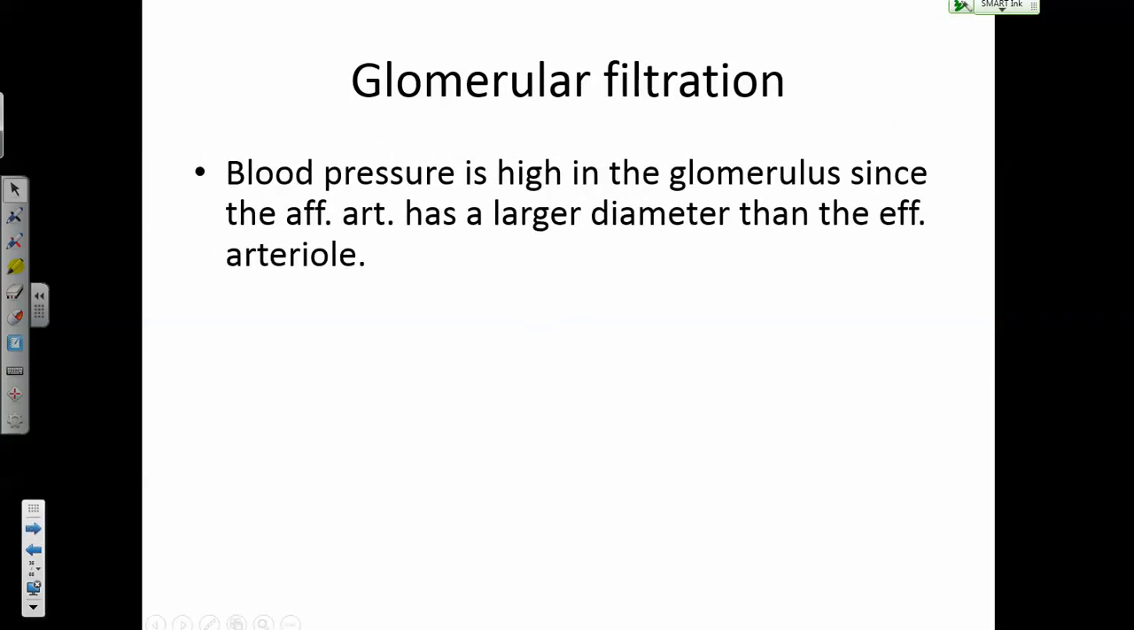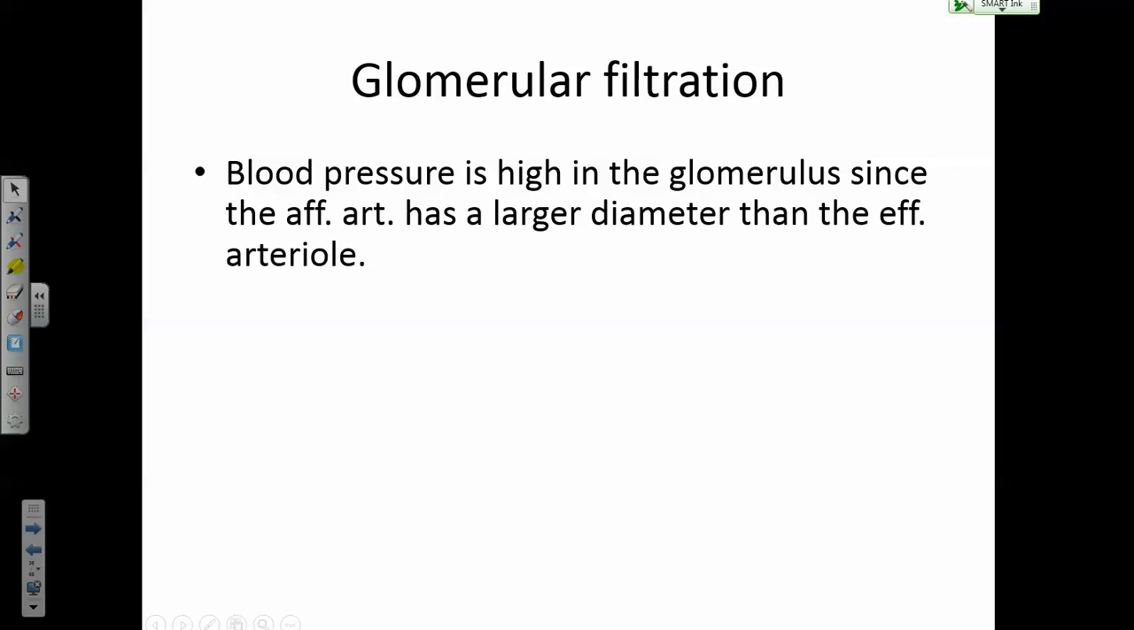Now we're going to look at the details of glomerular filtration. And the big deal is the afferent arteriole is a bigger diameter than the efferent. Listen to me. If the afferent is bigger than the efferent, does it make sense to you that the hydrostatic pressure in the glomerular blood is higher than hydrostatic pressure in any other blood capillaries of the body?